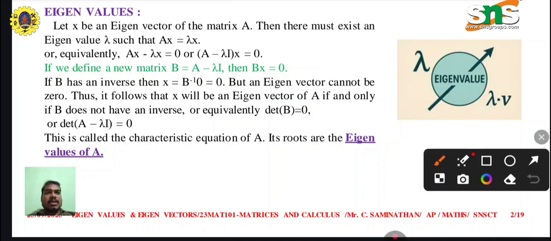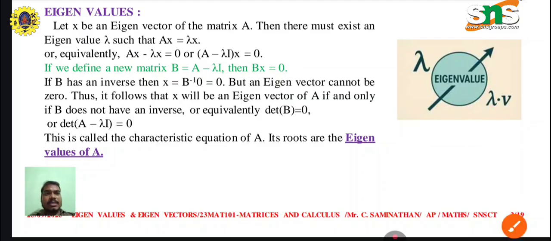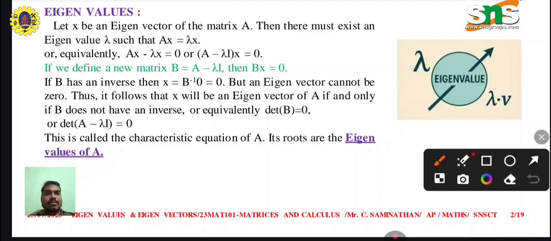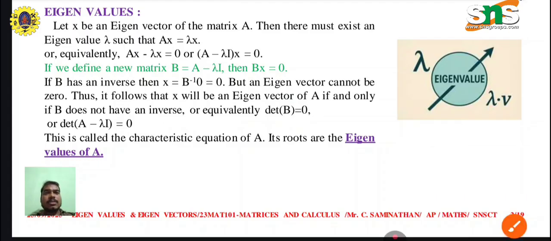Let us take B equal to A minus lambda I. Therefore, Bx equal to 0. It is not satisfying the condition that (A minus lambda I) x equal to 0 with an inverse. Therefore, B does not have an inverse. So, determinant of B equal to 0, or determinant of A minus lambda I equal to 0. This is called the characteristic equation of A. Its roots are the eigenvalues of A.